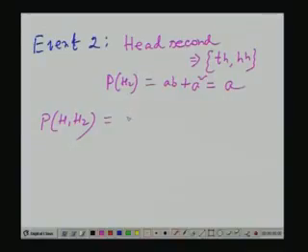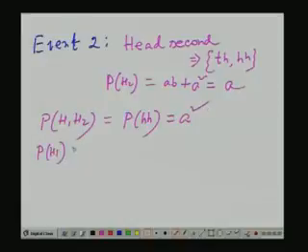So, that means this will be nothing but the probability for HH, which is equal to A square. But what is P(H1) times P(H2)? That is again A square. We have found out that in both cases the probability is A, which means these two events are statistically independent. So far for statistical independence.